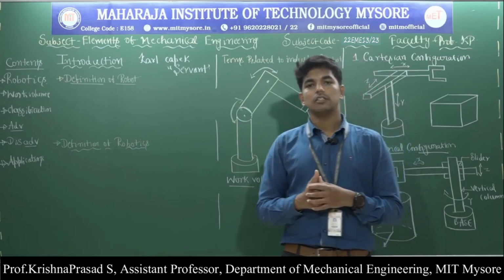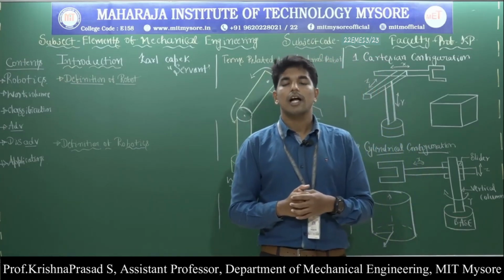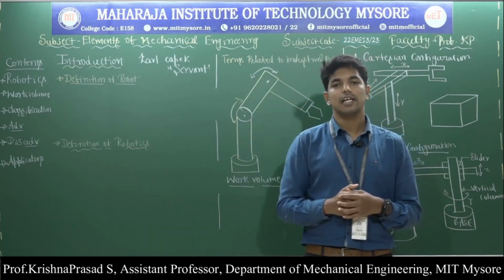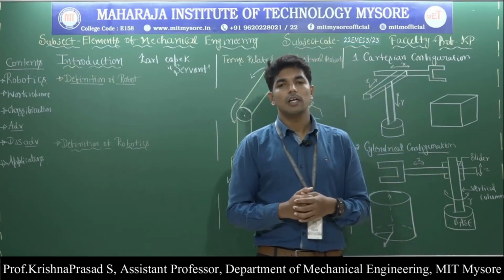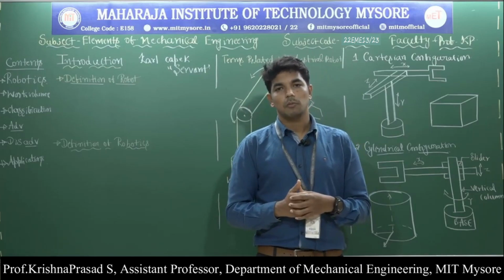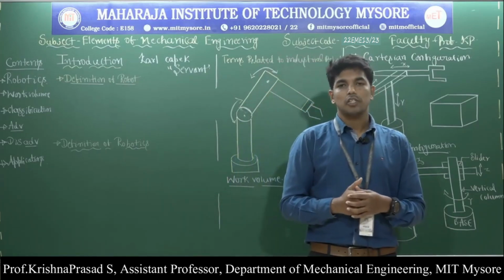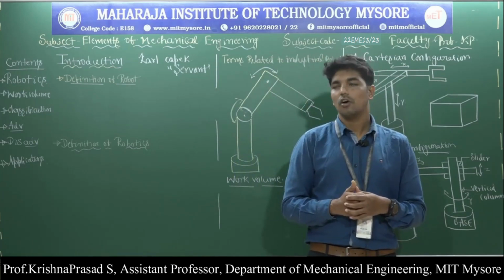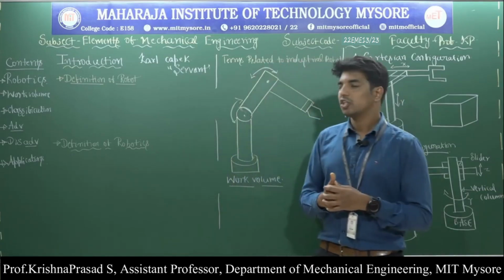1957 by the English inventor Cyril Walter Kenward, who invented a manipulator that can move in three different directions, the X, Y and Z directions, and that robot was used in industries. That's why it became the industrial robot. The manipulator and the industrial robot are one and the same, mainly used for industrial purposes. So that is the introduction to the industrial robot.